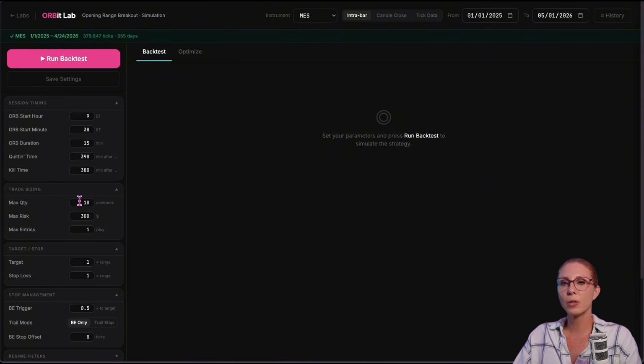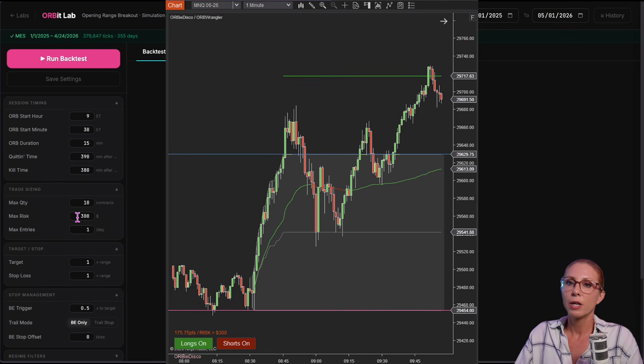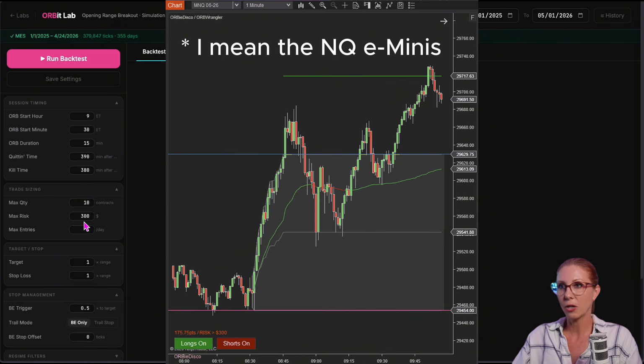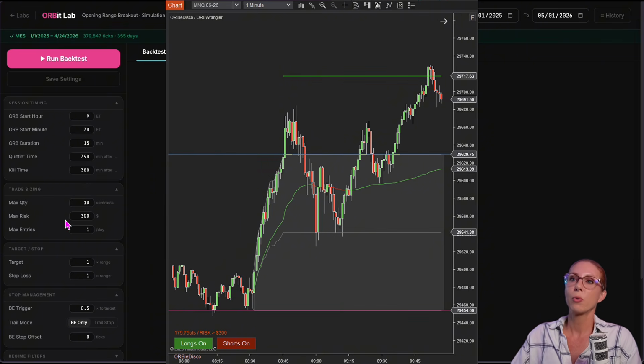But here's the way this works. So we're going to allow a max risk of $300. And I get questions all the time on why my automations won't work, like the ORB bot. And it's usually because someone's running it with $300 of max risk and they're trying to run it on NASDAQ contracts. And there's a really important point on why I'm using the micros for this.